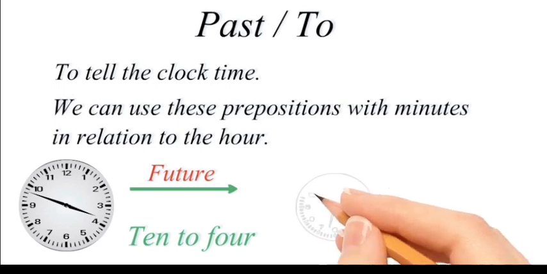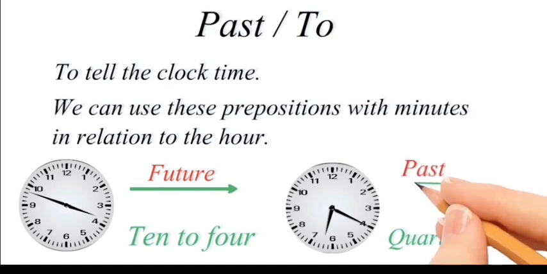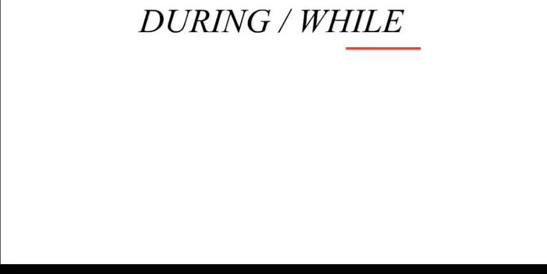And if you want to say 6:15, we will say quarter past 6. This means that 15 minutes have already passed since it was 6 o'clock. That means in the past. Clear? So we use both these prepositions to indicate the time. Next one. Let's see these two prepositions, during and while.